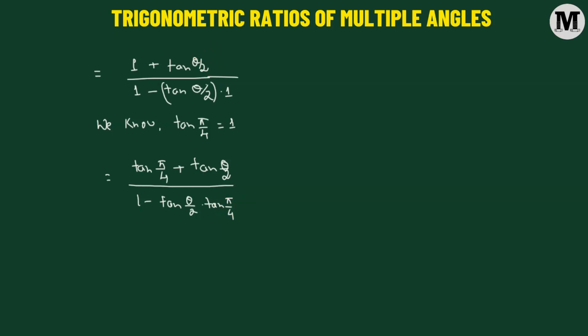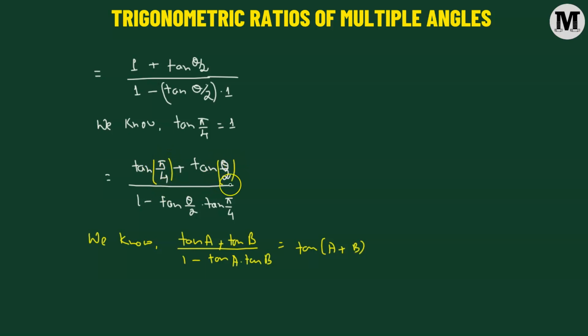Now from here, we know for a fact that if we have tangent of some angle A plus tangent of some other angle B, divided by 1 minus tangent of A times tangent of B, that's nothing but tangent of the angle A plus B. Now in our case, A corresponds to pi over 4 and B corresponds to theta over 2.